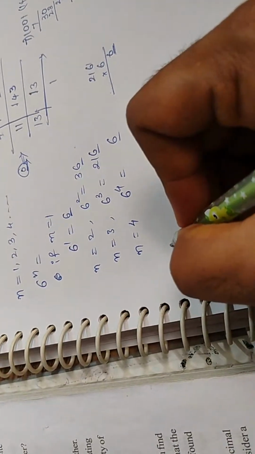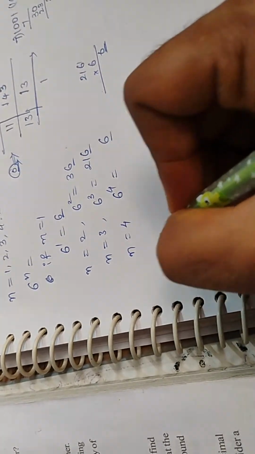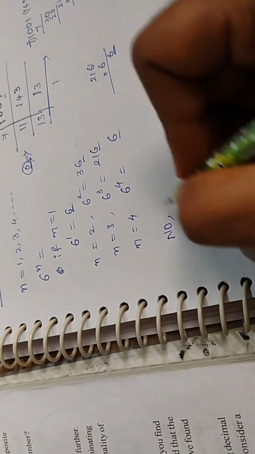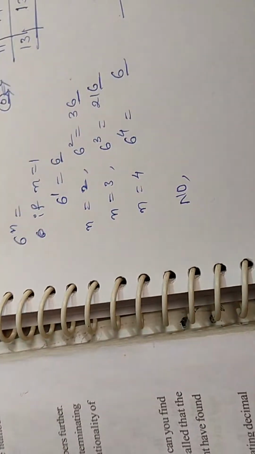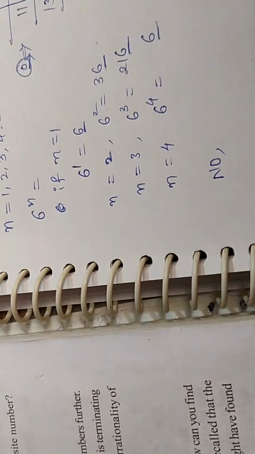So unit digit every time whenever you are doing unit digit you are getting 6 only. So it is not possible. So no, you can write no. Unit digit 0 is not possible for any natural number. Because when you are doing with natural number, you are getting unit digit is always 6 only. So 0 does not come in the end digit. Simple.